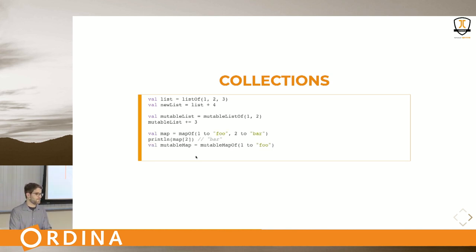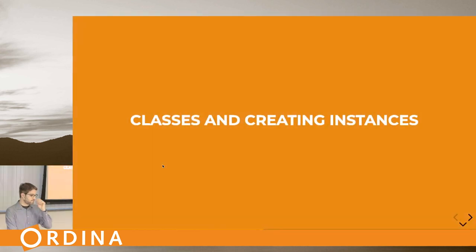Maps are also very easy to do. You can just simply do key to value and add it that way. Nice. And you can also get items from it the way you would with an array in Java. So you don't have to do .get, but you can immediately provide square brackets, like so. Okay, that's about collections.